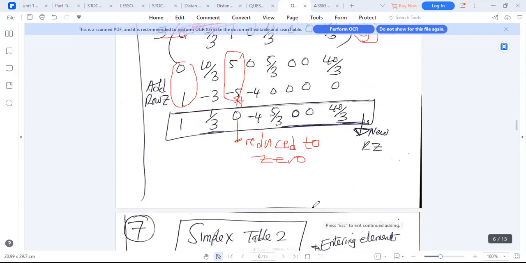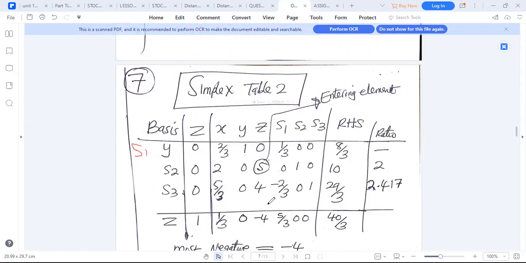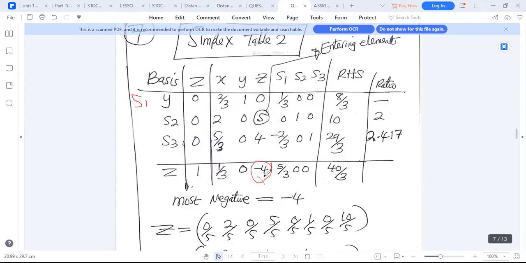From here now, simplex table 2 came in, which is this one from the reduction. So this is Y, which displaced S1. Initially, we had S1 here. So we still have a problem. We still have a negative. As we optimize, the Z row should not have a negative. So this is according to the optimization. The Z row should not have any negative as we are optimizing. So it's also not optimal.